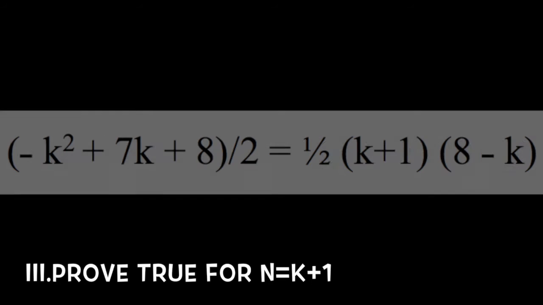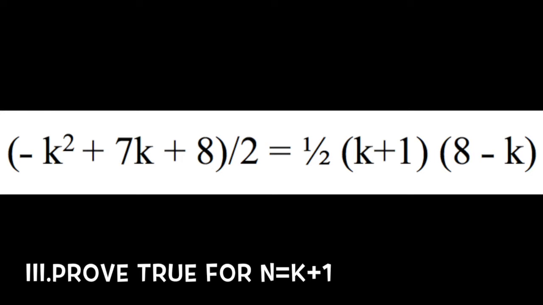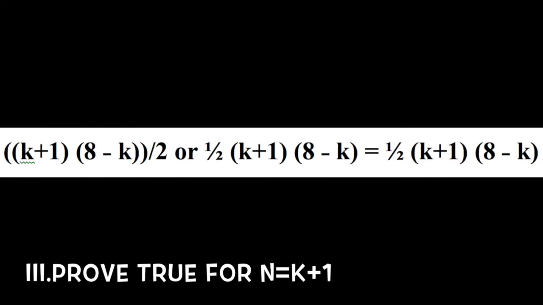Once I simplified the expression, I got (negative k squared plus 7k plus 8) divided by 2. This is now a polynomial that can be factored, and this equals (k plus 1) times (8 minus k) divided by 2, or half times (k plus 1) times (8 minus k). Now, since this expression does not look like the right side of the equal sign, you can simplify the right side to equal half times (k plus 1) times (8 minus k). Both sides are now equal, therefore proving the series true.